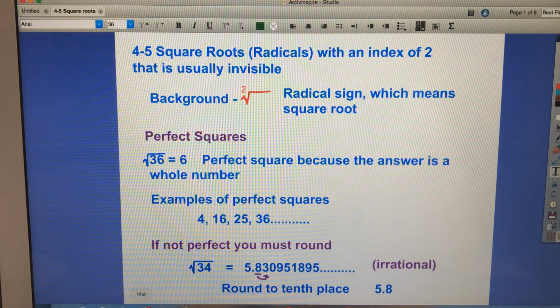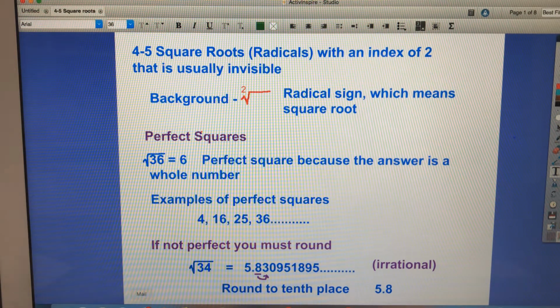Welcome to Square Roots, also known as radicals. That little sign that looks like what we call a square root sign is a radical. We're going to look at them with an index of 2. When you have an index of 2, and by the way, what's an index? Well, an index is right here, this 2.